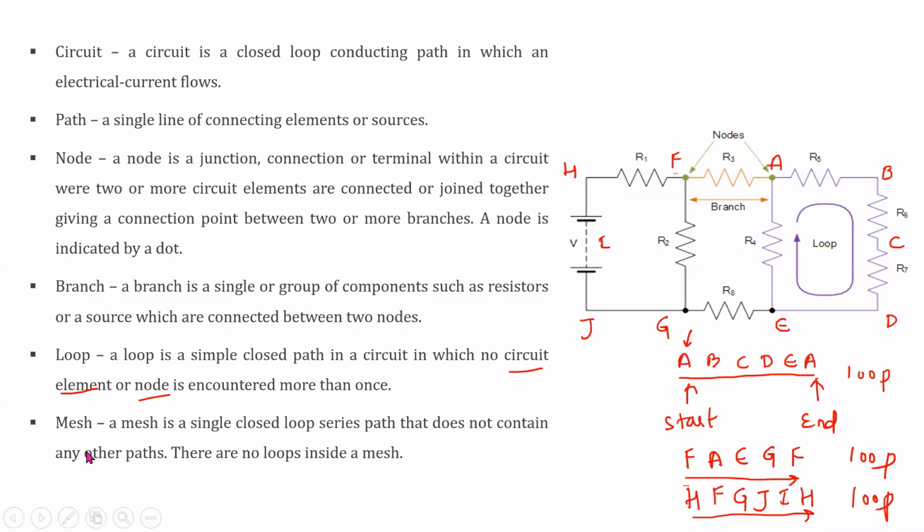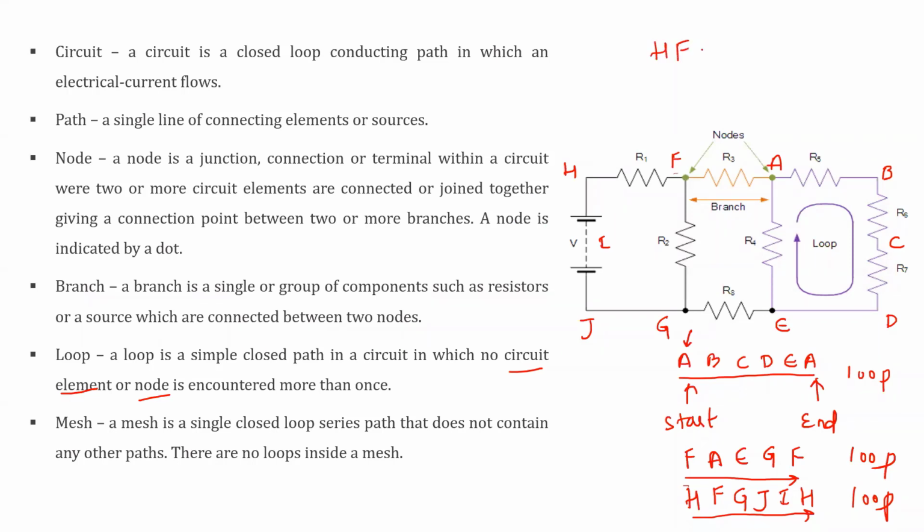Now, what do you mean by mesh? A mesh is a single closed loop series path that does not contain any other paths. That is, there are no loops inside the mesh. Okay, what is the difference between loop and mesh? I will tell you.